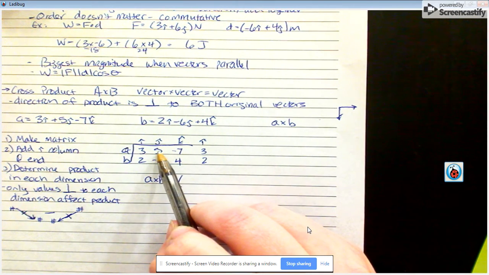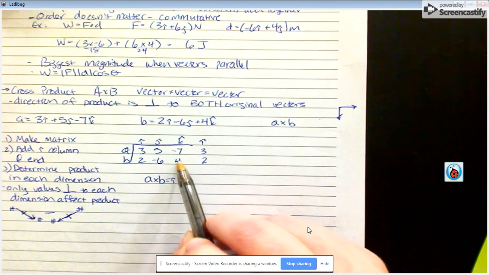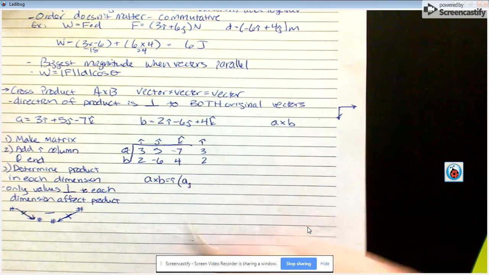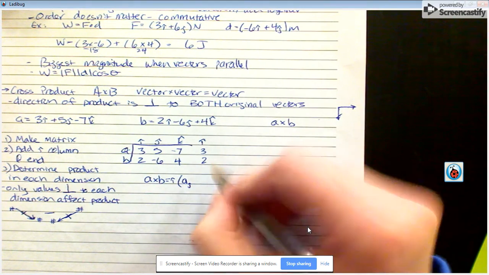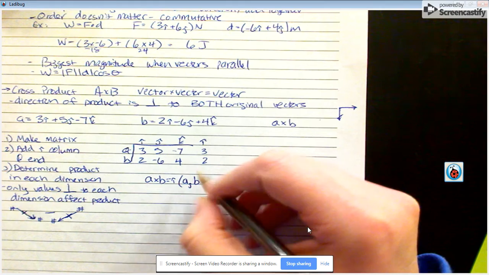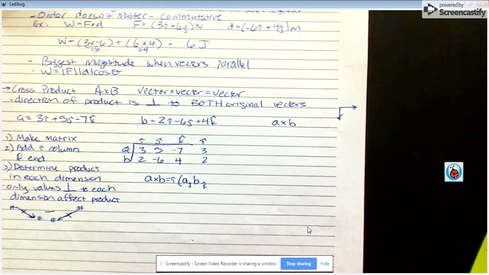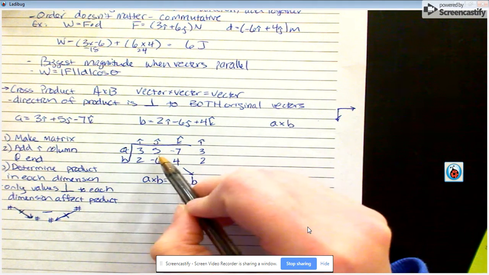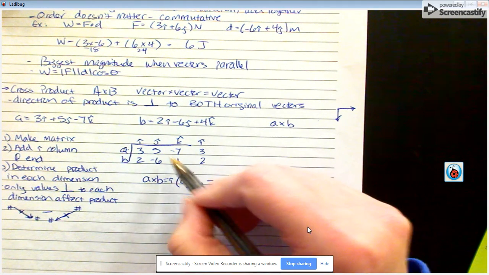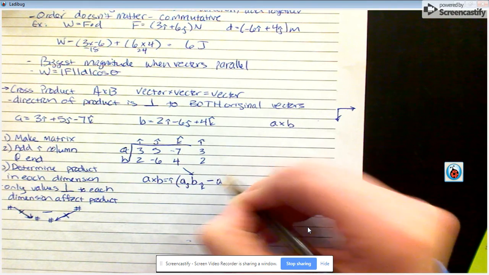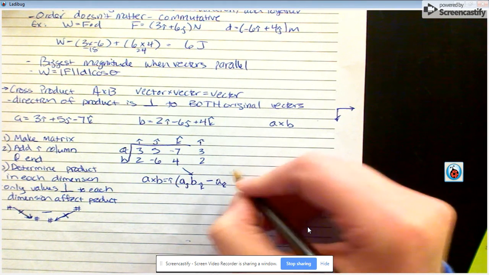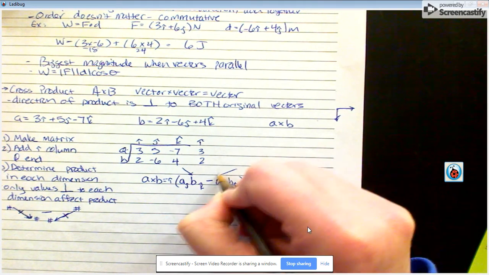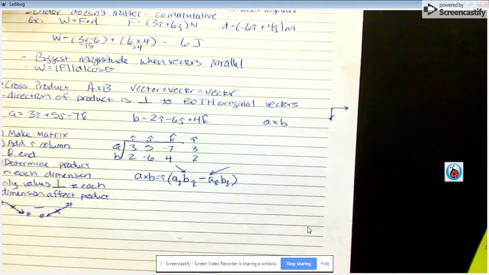So we're going to take this number times this number. So that's going to be A's j hat number times B's k hat number. I'm going to write this all out. Okay, so that's this direction. And then subtract this number, so A's k hat times B's j hat. Okay, so that's that line there. That's what I mean by that.